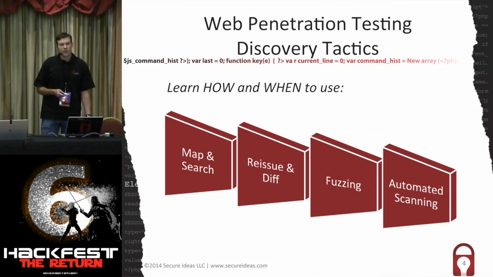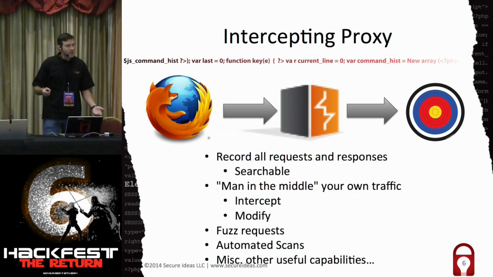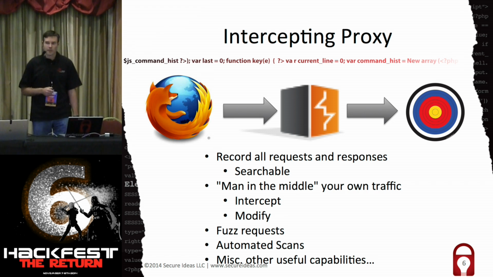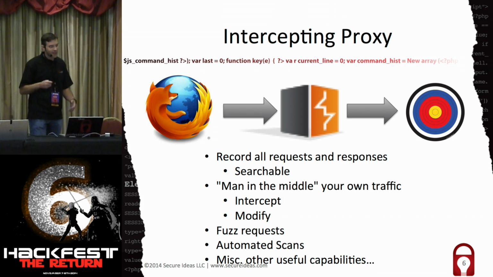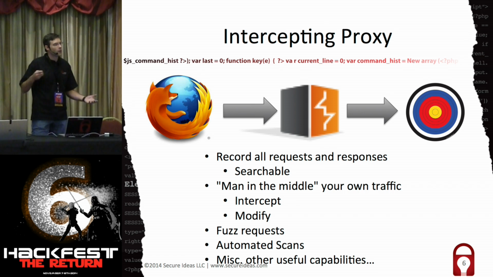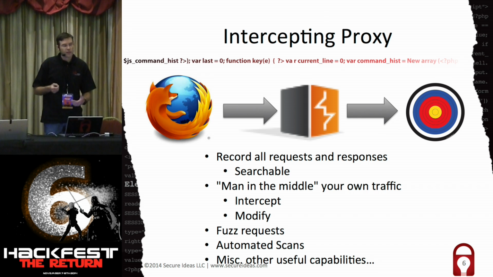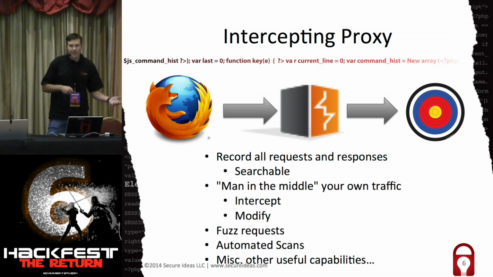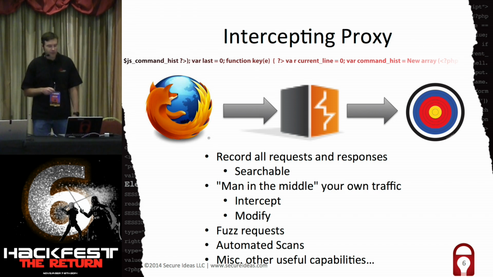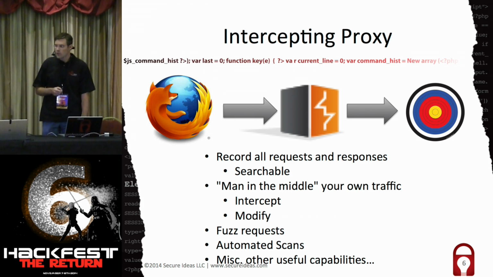How are we going to leverage these skills? The primary tool that every web pen tester has in their back pocket is an intercepting proxy. Intercepting proxy kind of maps to these things. First of all, it records all of your request and response traffic. That's pretty important. That is usually searchable. You can man in the middle your requests. So send a request, make some changes, send it again, check and see what the difference is in the results. You can run things through a fuzzer. We're going to be doing some of that. Most of them also do automated scans.